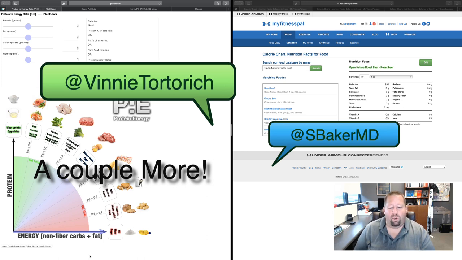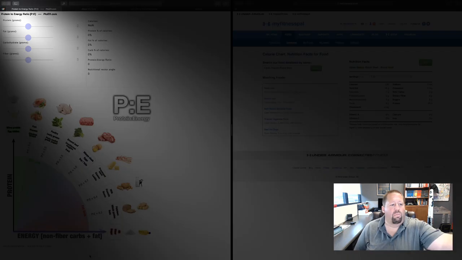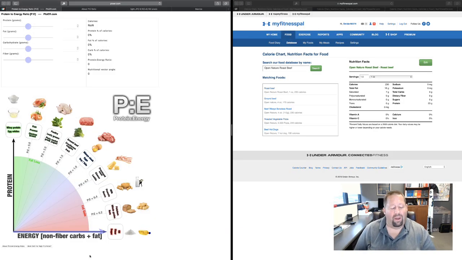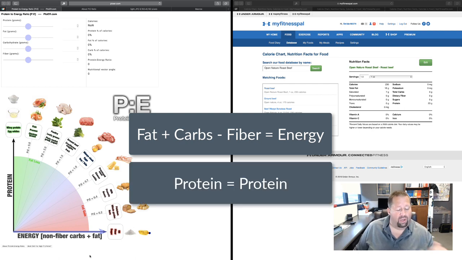And let's get into this protein to energy ratio calculator. You can see it here on the left side of the screen. And basically, it's got an input for protein in grams, fat grams, carbohydrate grams, and fiber grams. And the easiest way to think about this is protein versus energy. And so carbs and fat are your energy, and protein is protein.